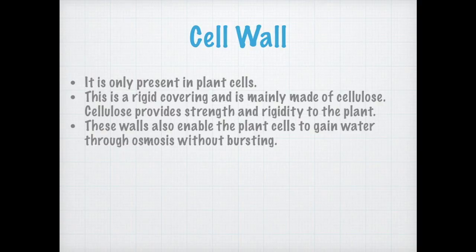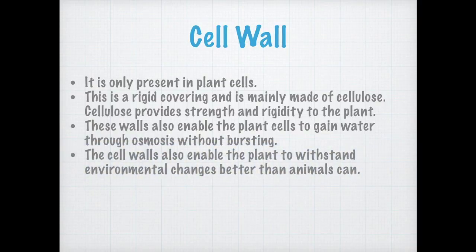These walls also enable the plant cells to gain water through osmosis without bursting. So plant cells basically gain a lot of water. As they gain water, they get thicker. So these walls allow the plant to gain a lot of water without bursting. Otherwise, it would burst easily.